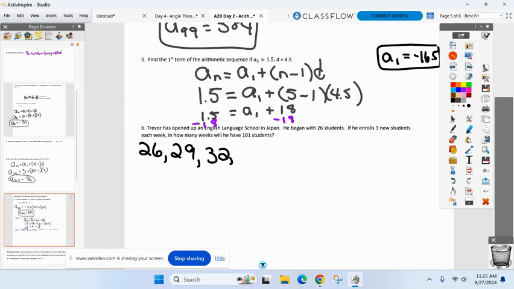And we have to get up to 101. But I'm not going to list this out. It's going to take a while, and I don't have that time. What we want to know is, when do we hit 101? How many weeks is it going to take? How can I use my formula to do this now?